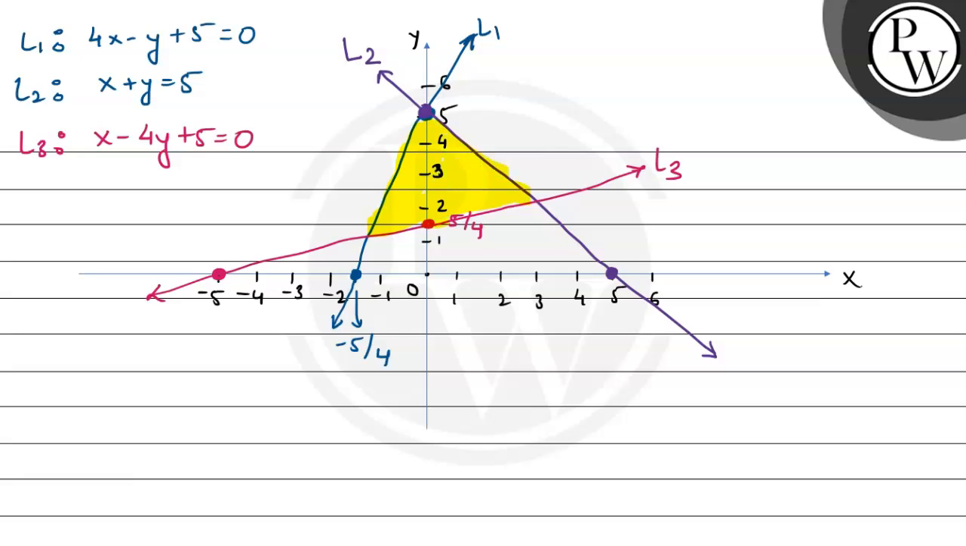To get the area of this region, we will divide it into two parts. If we draw the line x equals 0, that is the y-axis, we can see that the region is partitioned into two parts. Let's call this part A1 and the other A2. We will first get the area A1 and then A2. Before getting the areas, let's first get the intersection points, that is the intersection of L1 and L3 and the intersection of L3 and L2.